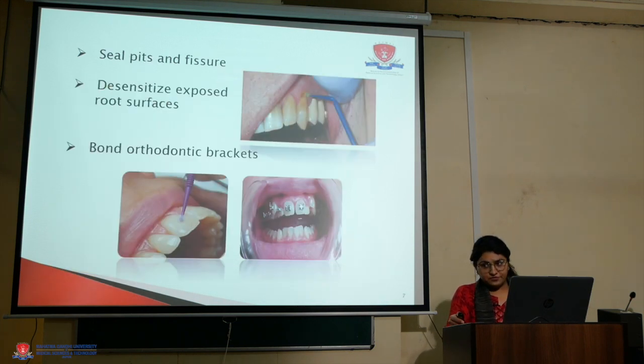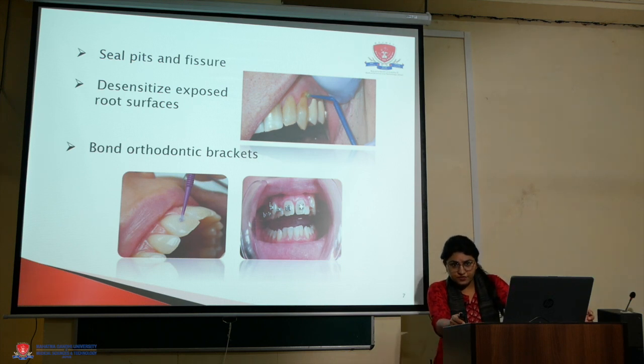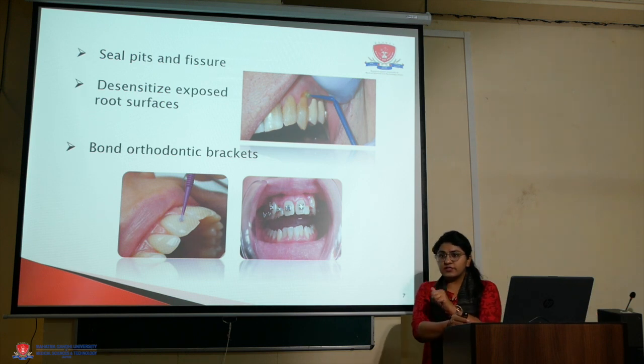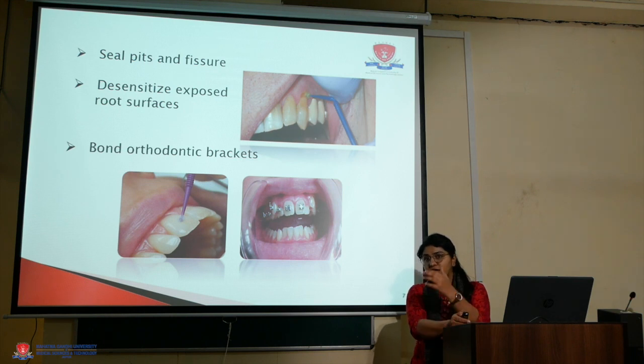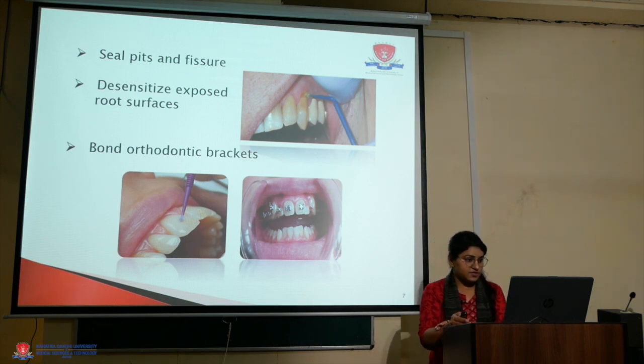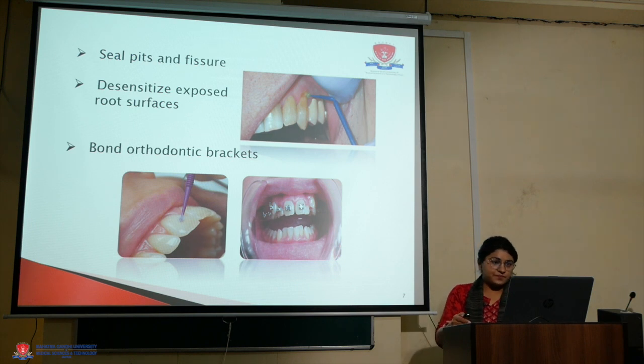To seal pits and fissures, and to desensitize exposed root surfaces, because these bonding agents can occlude the dentinal tubules, thus reducing sensitivity in cases where there are exposed dentinal tubules or where there is recession and the root surface is exposed. Then to bond orthodontic brackets also, you use composite with the help of the bonding agents.